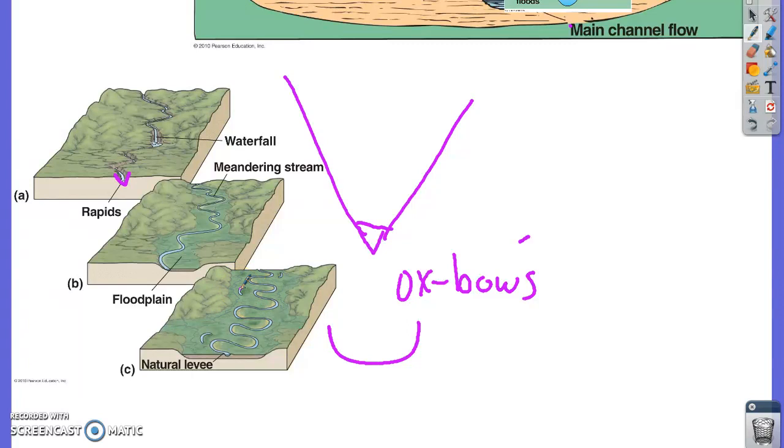That's more of a sign of a floodplain or older stage river, where it's got more of a U-shaped river. It meanders back and forth. It also has levees or deposits on the sides of it, which we'll talk about in a minute, and eventually we'll have a delta forming down toward the end.